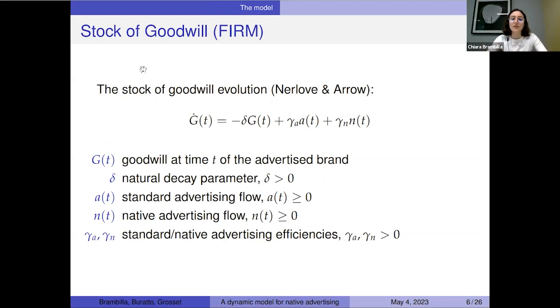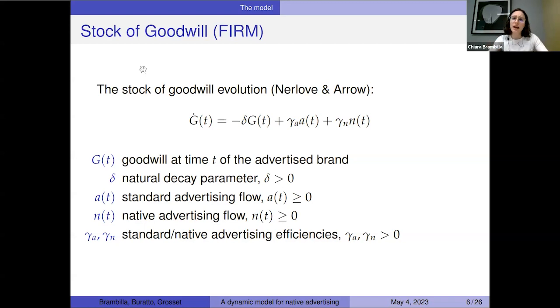So we have that the goodwill at time T of the advertised brand, G of T, is of course subject to a natural decay, if not well sustained, with a decay parameter delta, but can be sustained by the investment of the firm in publishing standard advertising A and native advertising N with their respective efficiency parameters, gamma A and gamma N. So from the goodwill evolution, we can see that native advertising may have a positive effect on the goodwill of the firm investing in advertising.